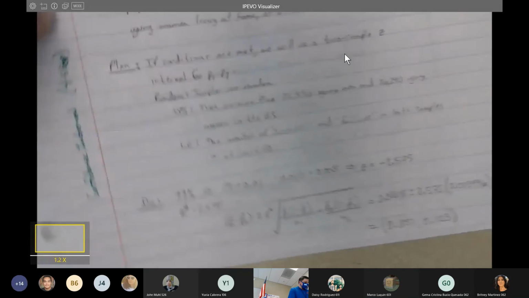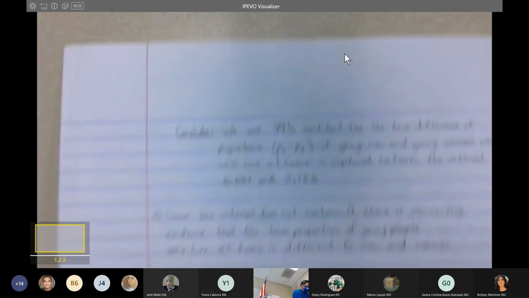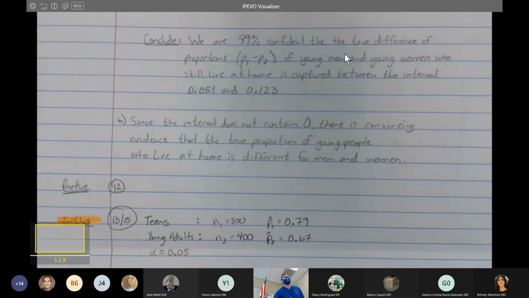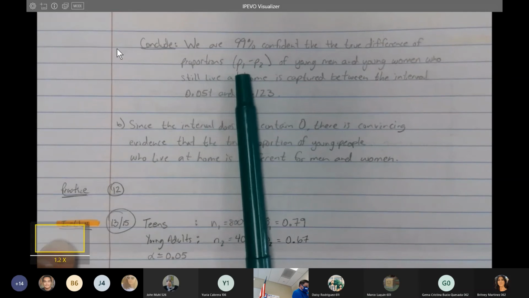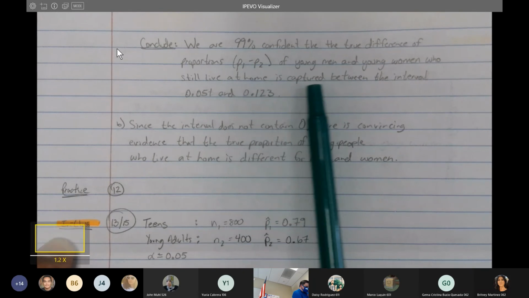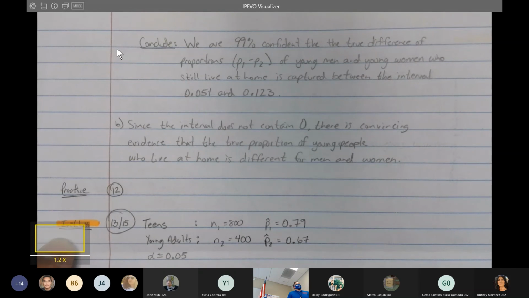So then lastly, we get our conclusion here. We are 99% confident that the true difference of proportions, P1 minus P2, of young men and young women who still live at home is captured between the interval 0.051 and 0.123. That's our conclusion. We've tied our results back to our original context.